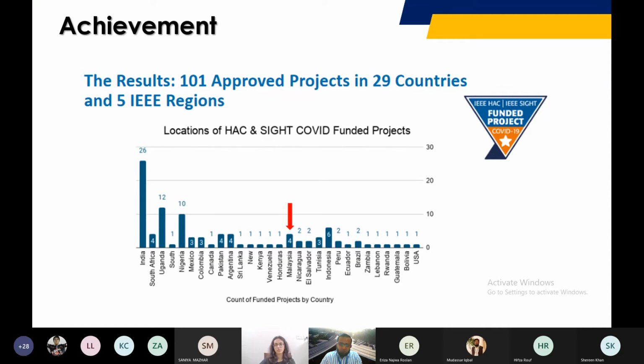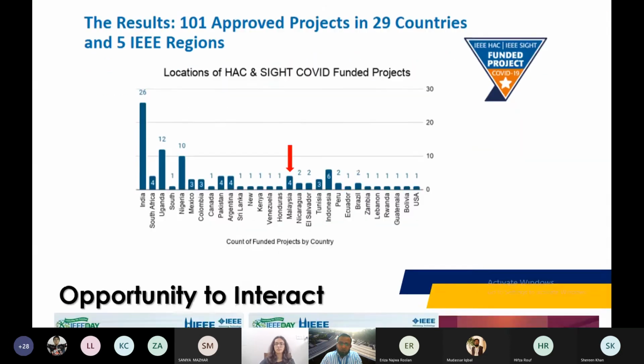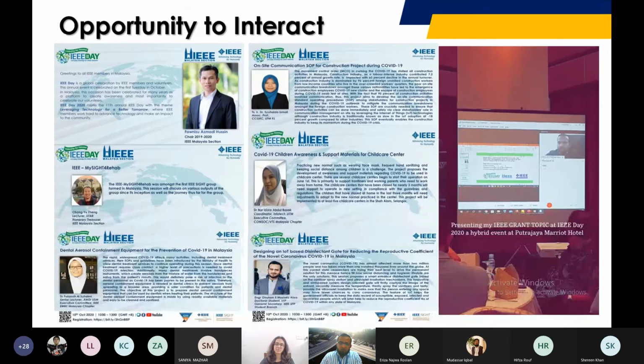I was the one who got this grant actually. And this grant is not only providing you the amount, but it will help you to interact with other people. So you can see over here, during the pandemic situation, there was a hybrid event of IEEE Day where I was invited in Putrajaya, my Marriott hotel, where I explained my entire project. And these were the speakers.